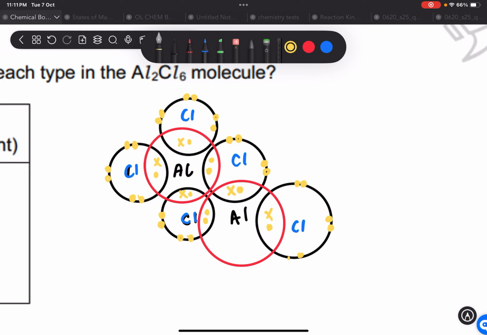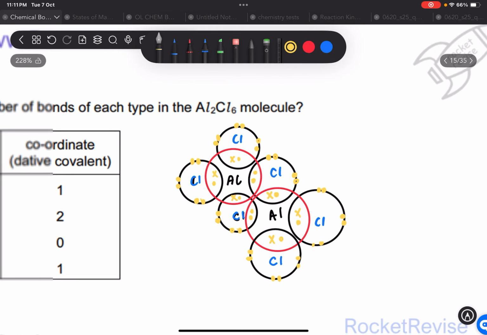So we have drawn Al2Cl6, but one thing is incomplete. That's a chlorine here. Okay, so now we are done with the structure, and it indeed looks beautiful.